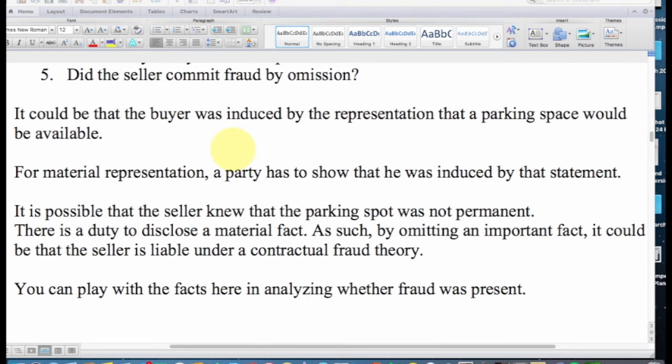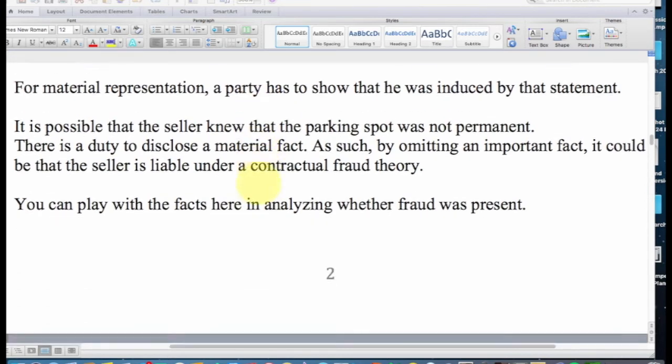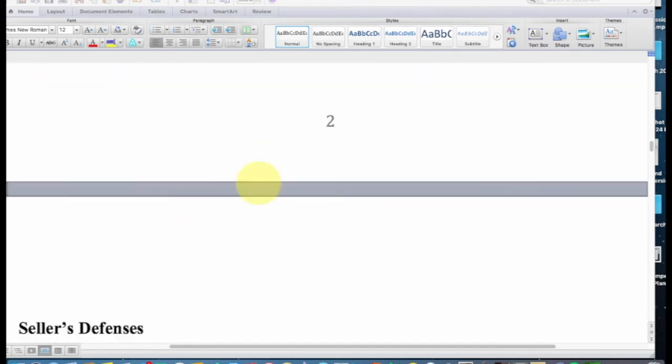And for it to be a material representation, a party has to show that he was induced by that statement. So this is going to be key to explore. Now, it is possible that the seller knew that the parking spot was not permanent, and there may be a duty to disclose. And by omitting that fact, it could be that the seller can be found liable under a contractual fraud theory, and he can play with the facts there.